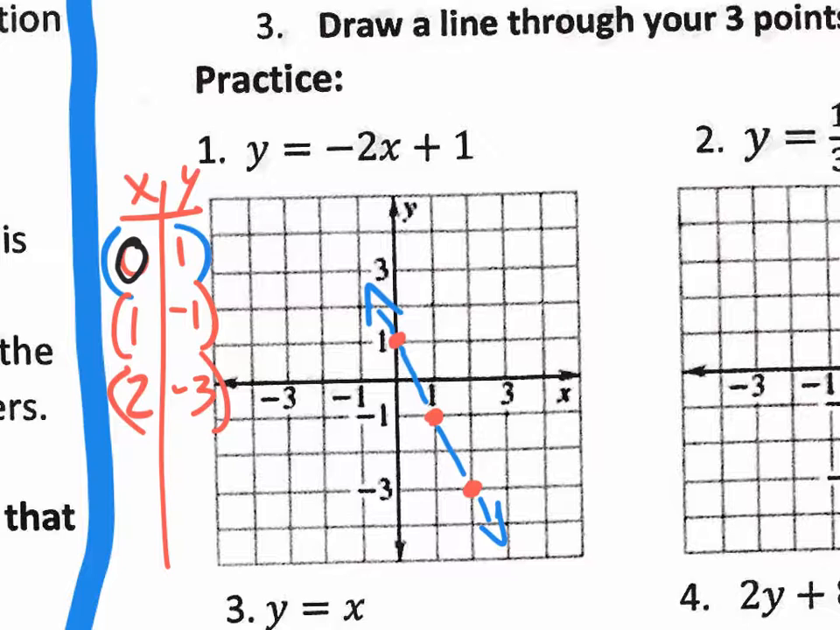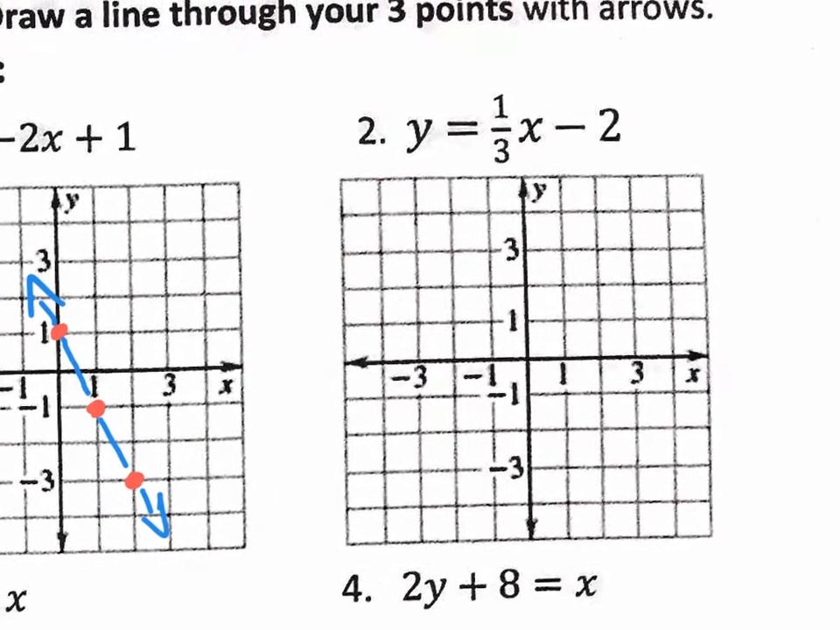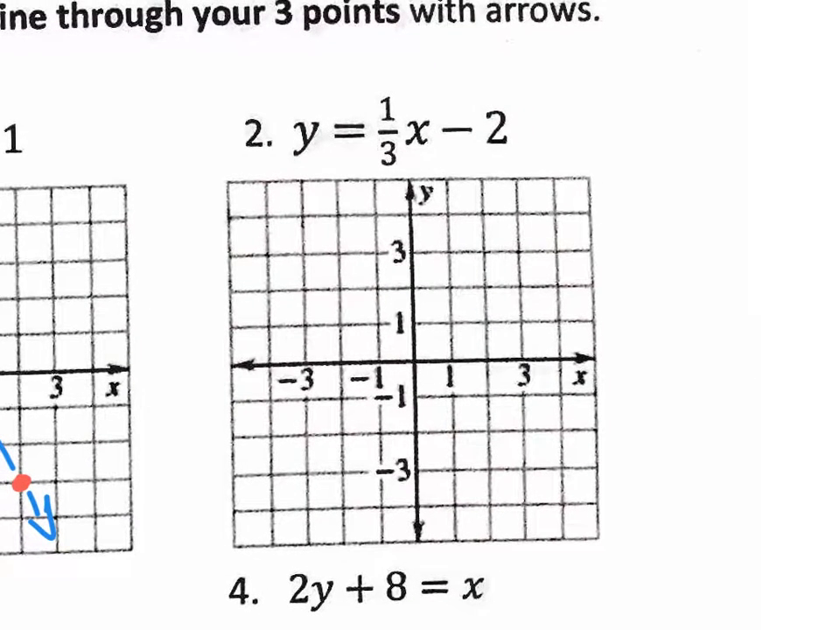Now you only need 2, right? This other one, is it in function form? Yes. Go to an XY table. Always use 0, because 0 works out beautifully. Check it out. What is 1/3 times 0? Anything times 0? 0. And what's 0 minus 2? Negative 2.